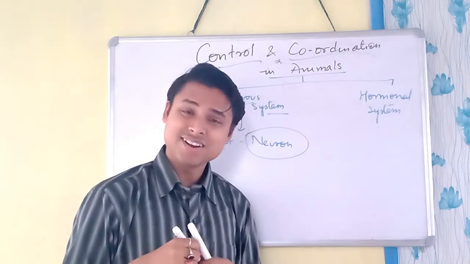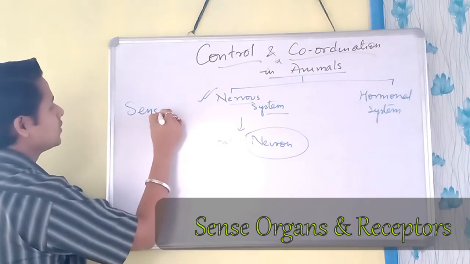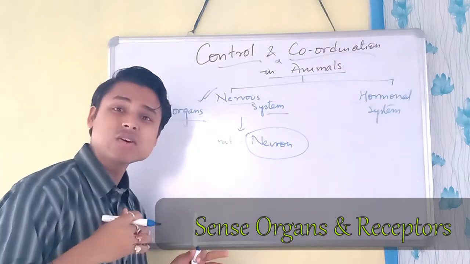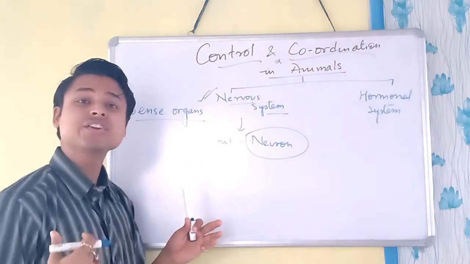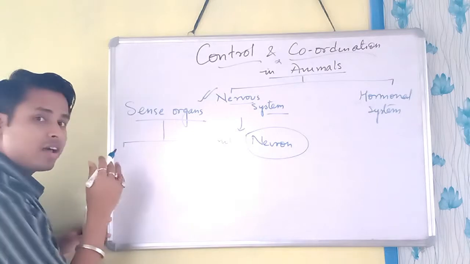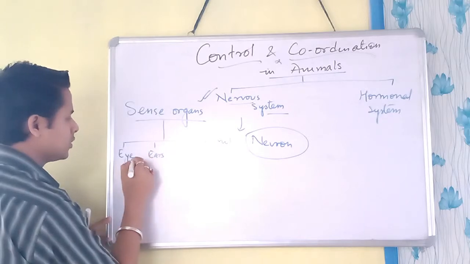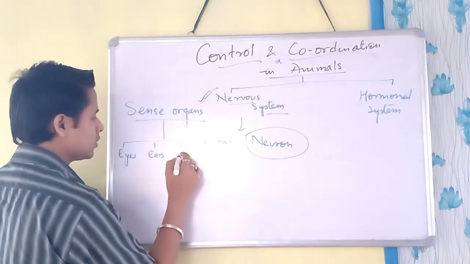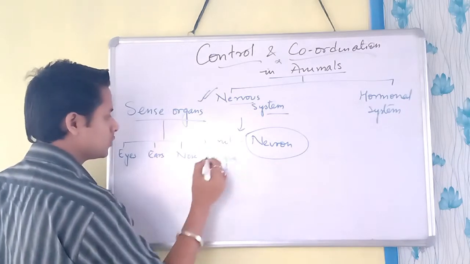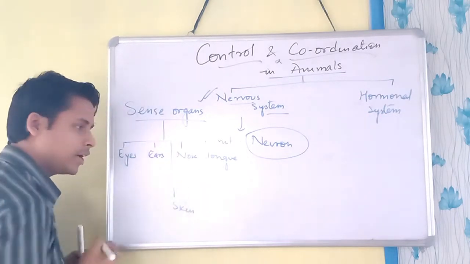Remember, in previous classes we already discussed sense organs. These sense organs are receiving the information. How many sense organs are there? 5 sense organs. For example, eyes, ears, nose, tongue, and skin. These are the 5 sense organs.